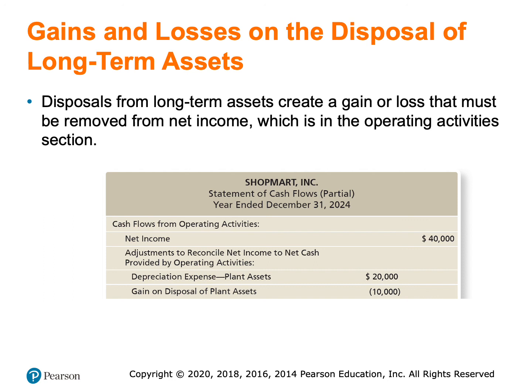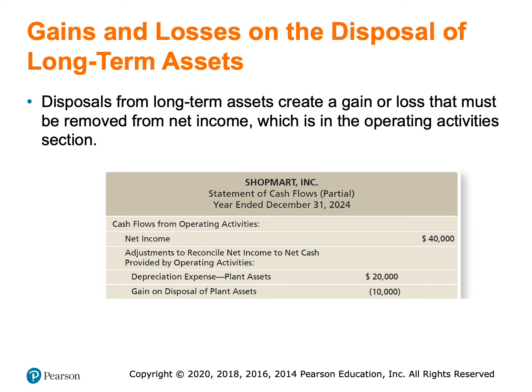Since that was originally added on the income statement, I want to subtract it now. So I'm going to put that in parentheses to subtract the gain. I didn't have any losses, so I skipped that. If I did have a loss, I would add it. When I get to the investing section, I'll deal with this $10,000 gain there.